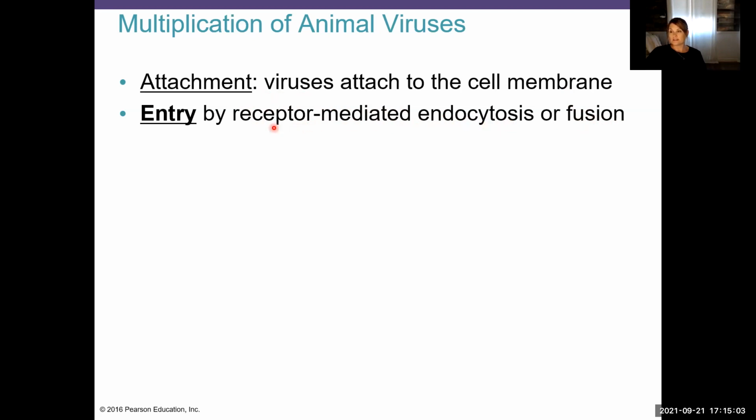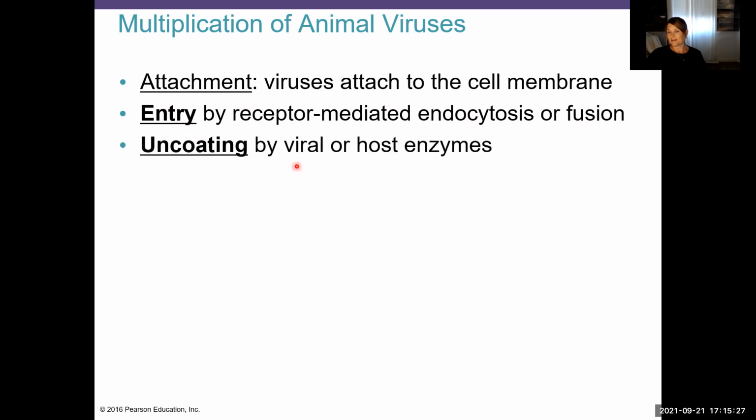If there's no envelope and it's just a capsid, then it goes by receptor-mediated endocytosis. So it induces the host cell to engulf the virus. So here it's sitting, okay? It will induce the host cell to open up and engulf the virus and bring it into the cell, okay? So that's called receptor-mediated endocytosis. I'll show you a picture of that here in a second too. But that's called entry, okay?